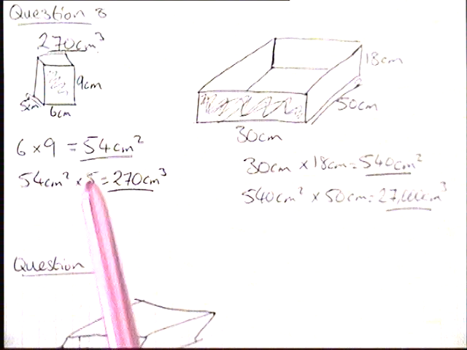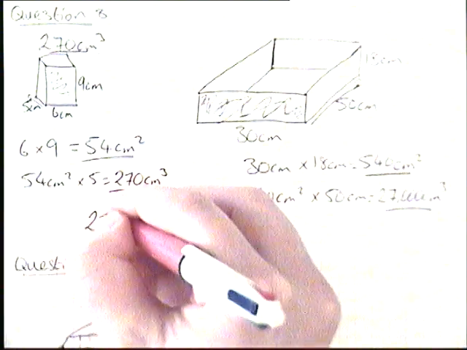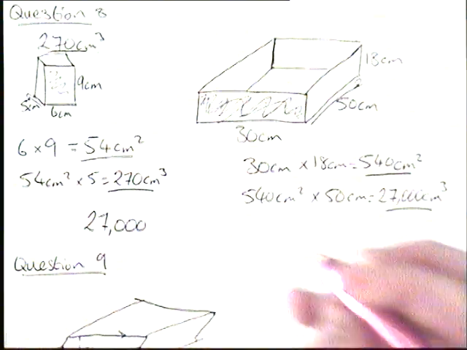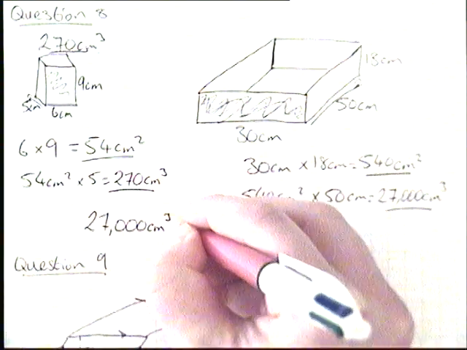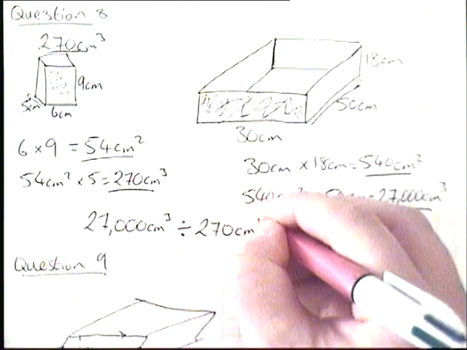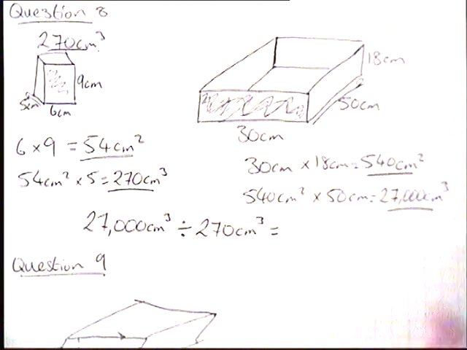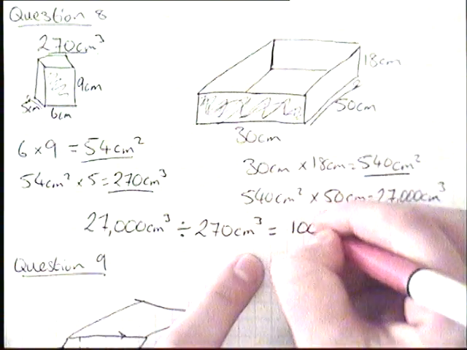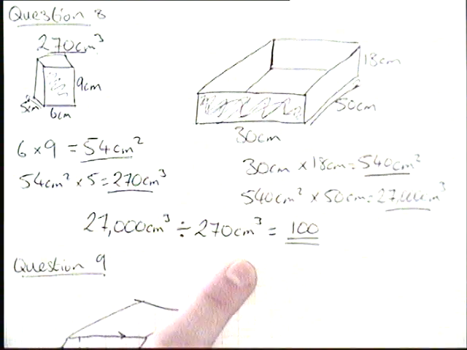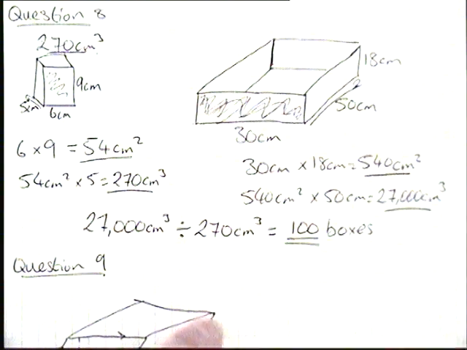Now to work out how many of the smaller cuboids fit into the bigger cuboid, we're going to do 27,000 centimeters cubed divided by 270 centimeters cubed. Which gives us 100. So that's how many smaller boxes we can fit inside the big container cuboid just there.